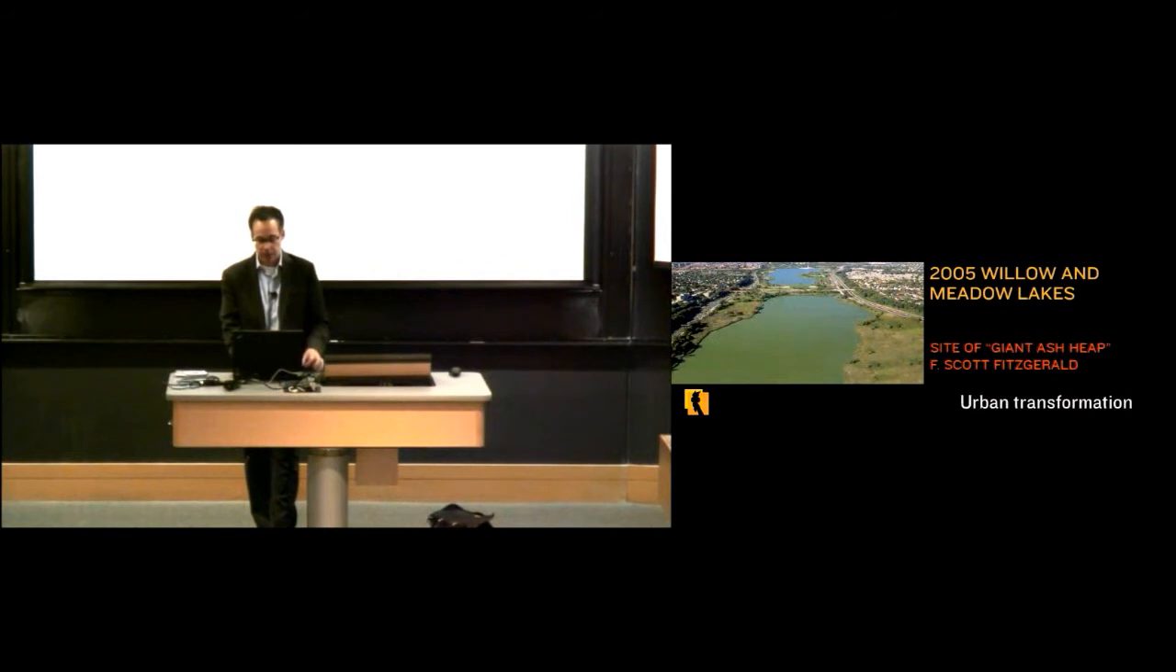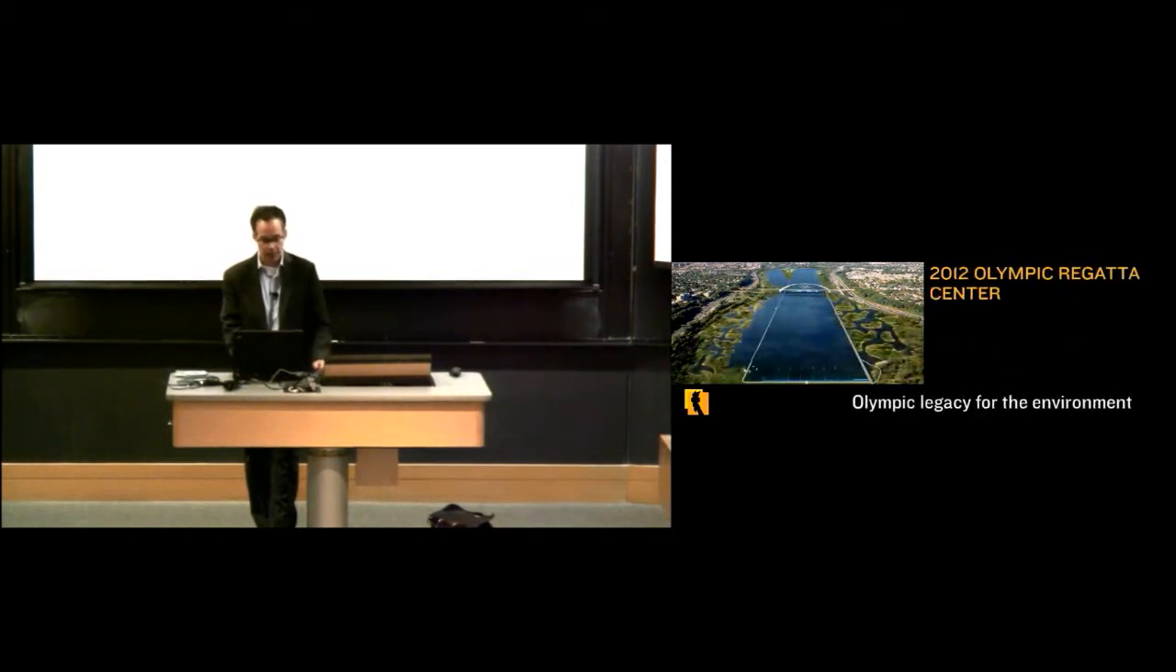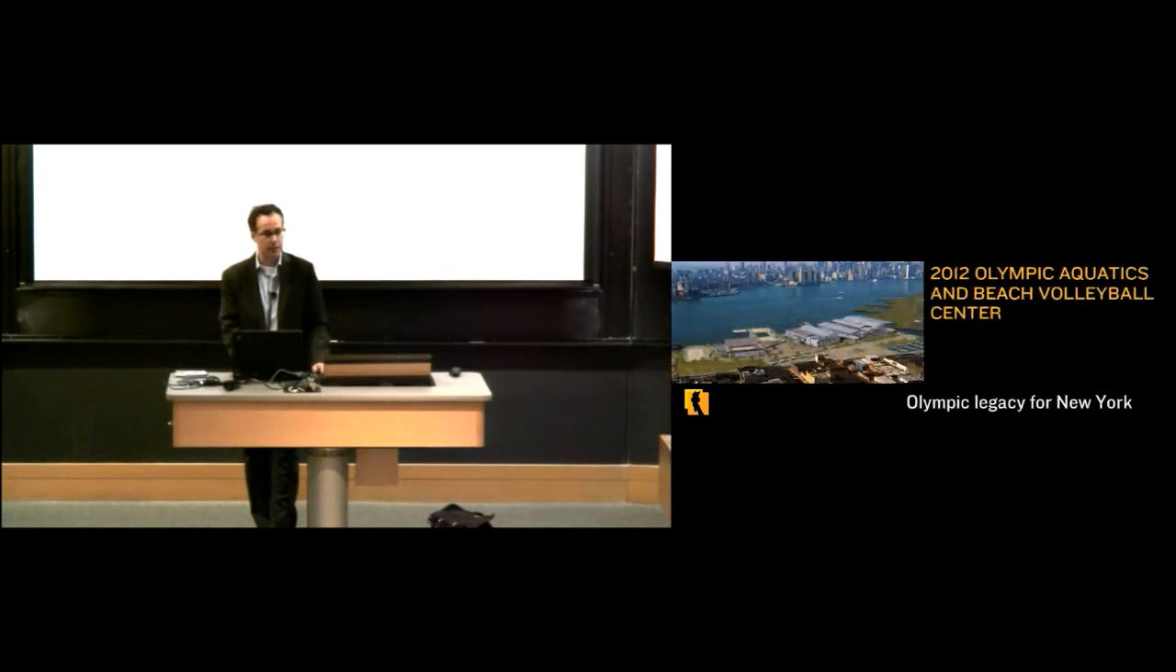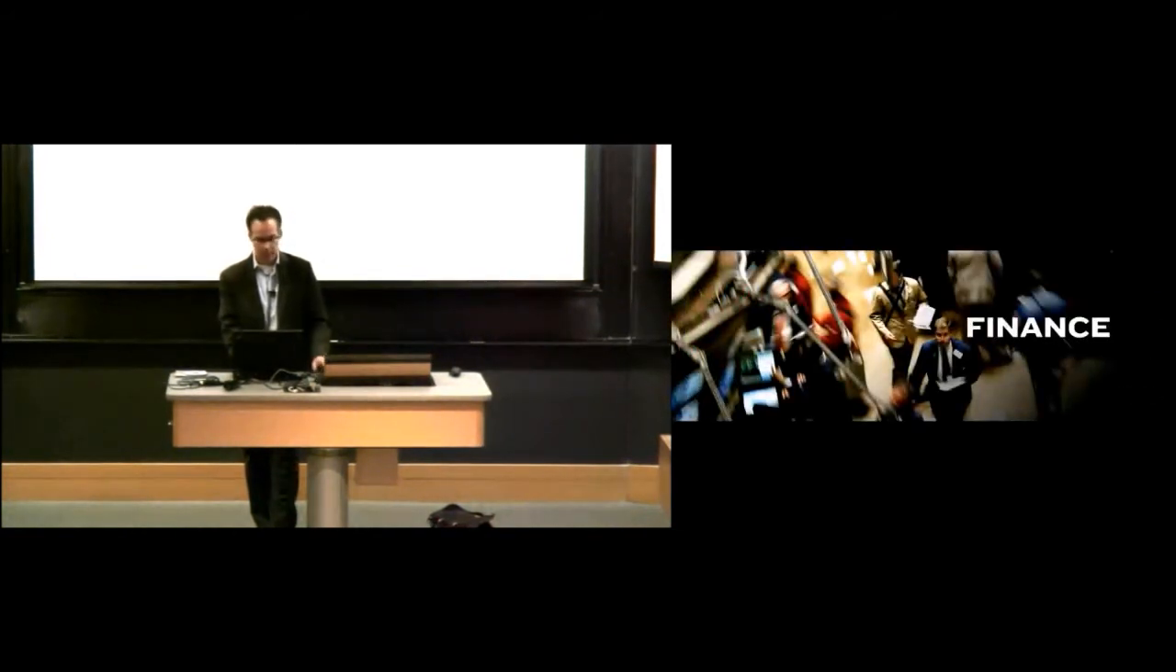Again, this is the actual site in the Great Gatsby. The mention of the giant ash heap is actually one of the sites, this site in the Willow and Meadow Lakes in Queens, and it was going to transform into something where you can see bioswales and new plantings that would help clean the water and the runoff from the surrounding highways. The waterfront of Brooklyn, and to transform that. These are things that London is doing, that New York was proposing. We'll try another video later.